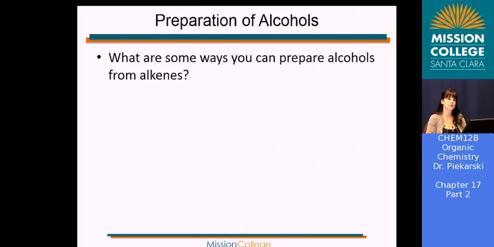Do you remember what are some ways to prepare alcohols from alkenes? Hopefully you said oxymercuration. And I'm going to show the reactions in later slides. So we won't draw the structures out yet or the reaction, but I'm going to show them in the next slide. So oxymercuration, we also had what else? Hydroboration, good.